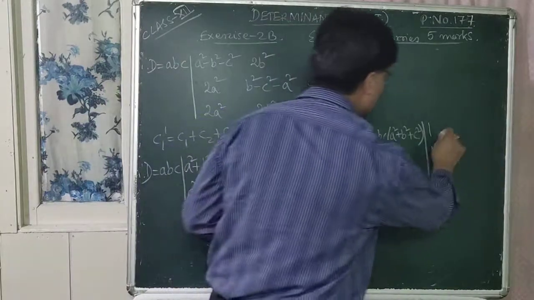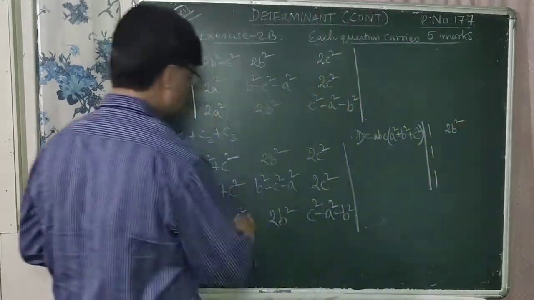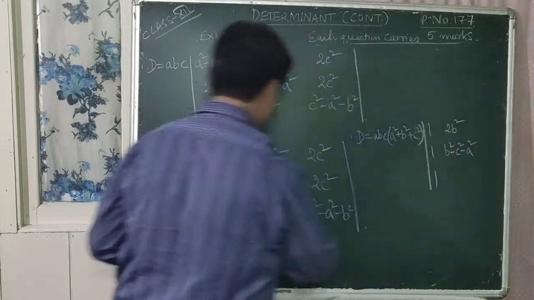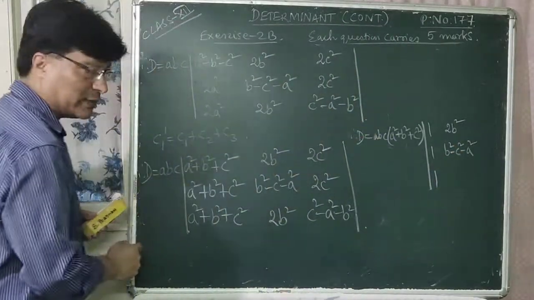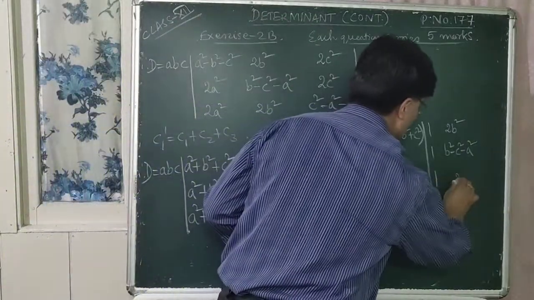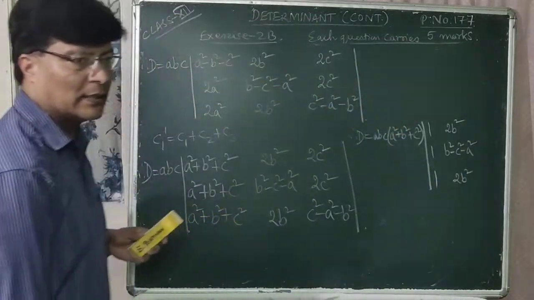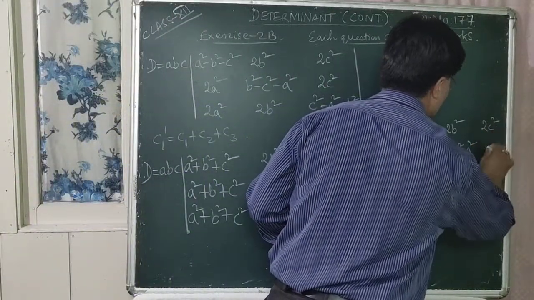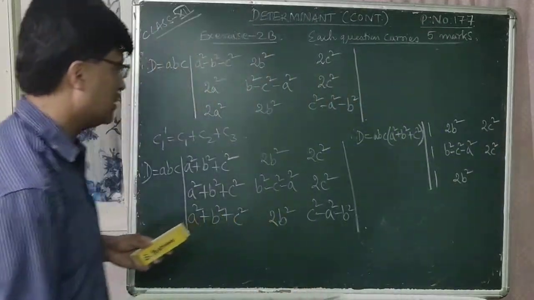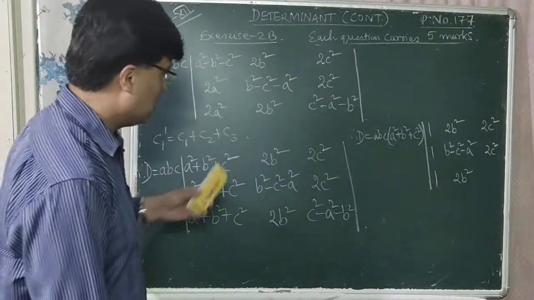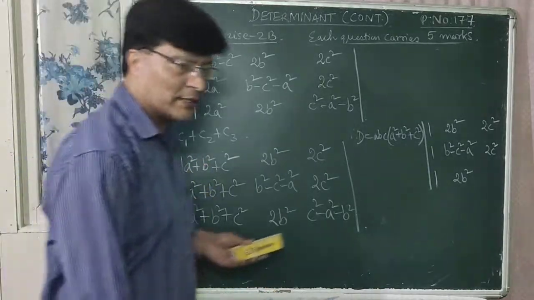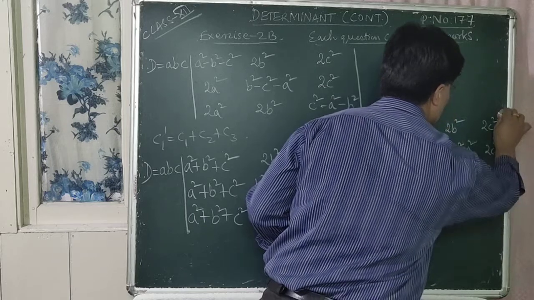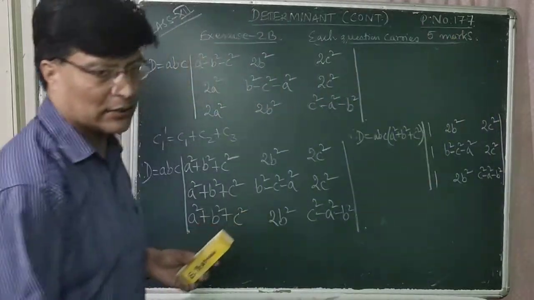Second column remains same, 2b square, right? Next, b square minus c square minus a square. This element is kept same there. Then 2b square, right? Now what is the third column now? Third column is 2c square. This is also 2c square, right? And the last element in the third column, what is that? C square minus a square minus b square. So this is the determinant.